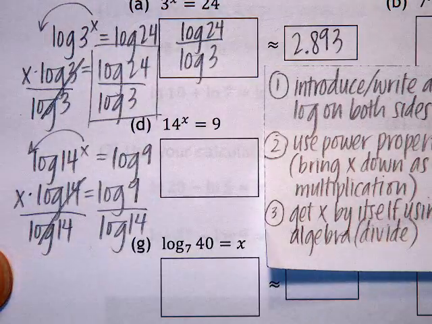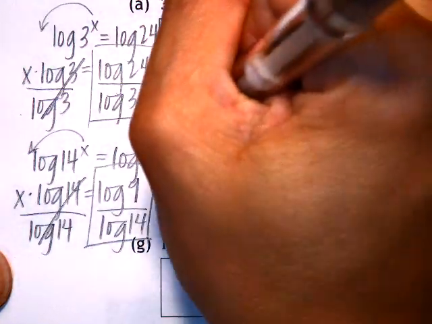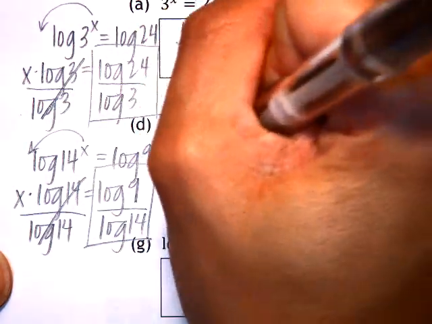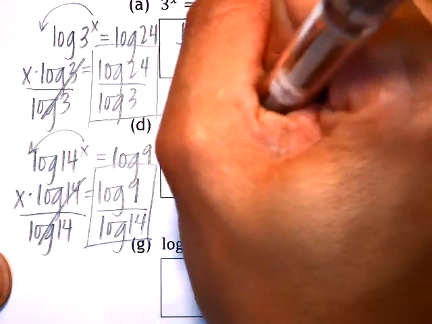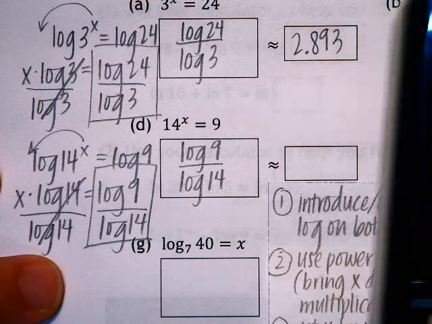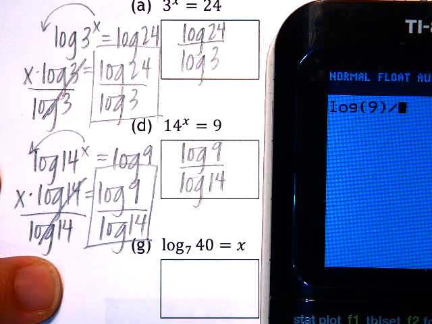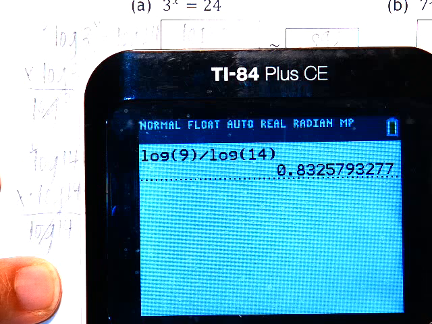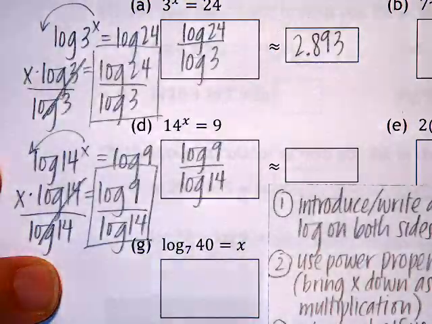And then, since x is by itself, I have my fraction now, which is considered to be part of your answer. You can just write it exactly as you see it, log 9 over log 14. And I will convert that to a decimal using my calculator by just typing it in exactly the way I see it. Log 9, close the parentheses, divided by log 14, close the parentheses. That gives me an answer of 0.833 if I round it carefully.